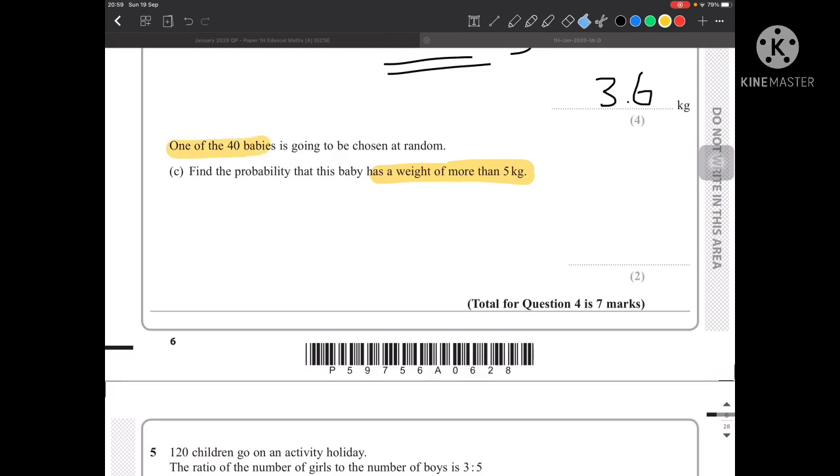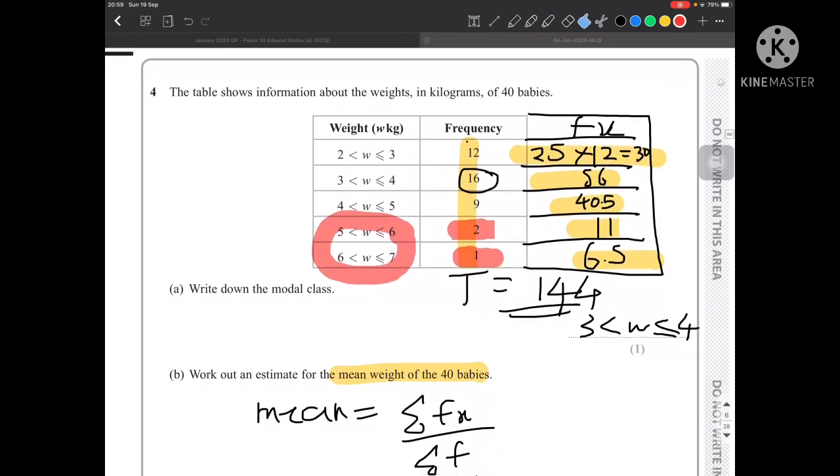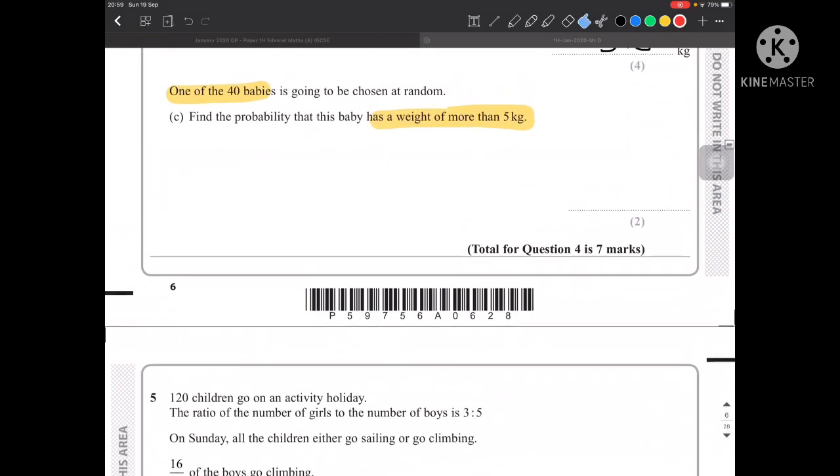So let's go back to our graph. What you would see in here is that more than 5 is this part plus this part, because you can see these classes correspond to our scenario. Therefore that is 2 plus 1, which is 3. So the total is 40. It's going to be 3 over 40.